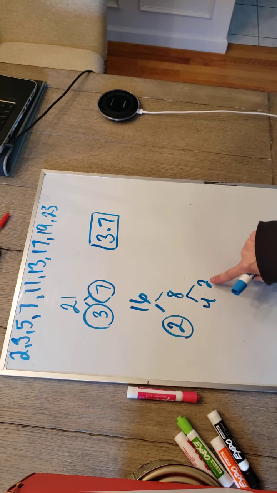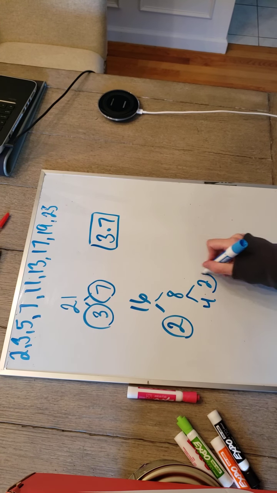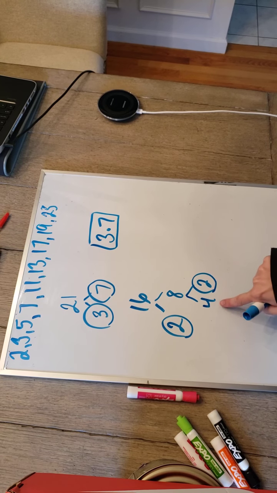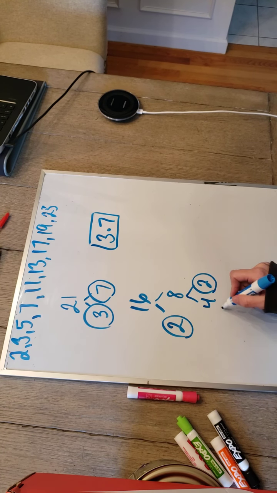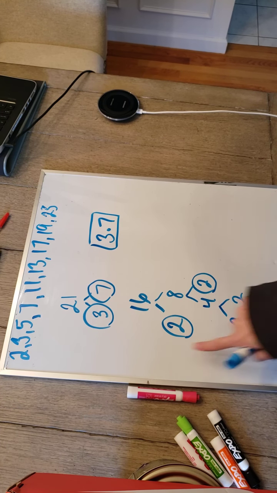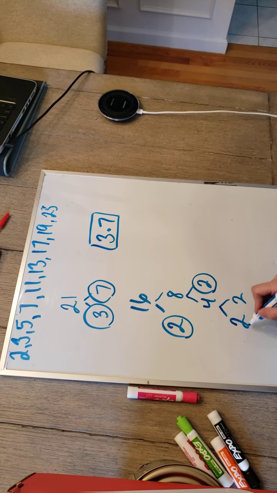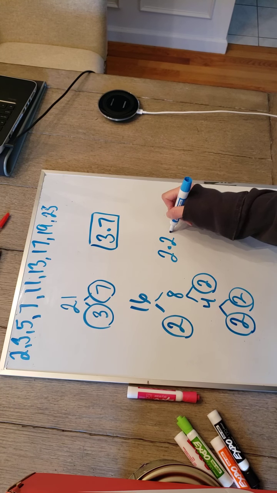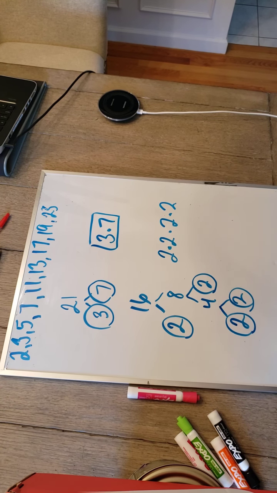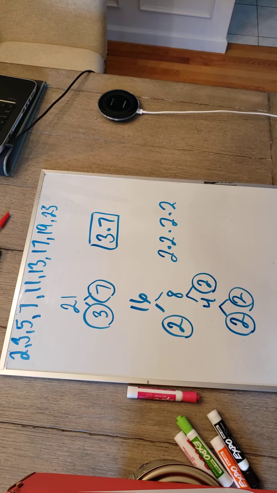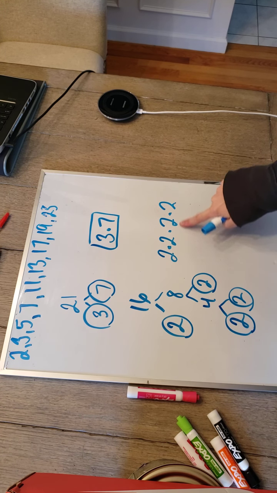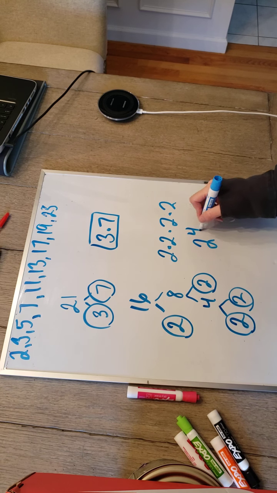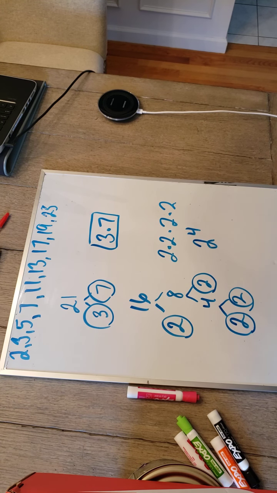Are either of those prime? 2 is. Circle it. Is 4 on your list? Nope. So you know 2 numbers multiply to 4. What 2 numbers multiply to 4? 2 and 2. Is 2 prime? Yes, it is, so circle them. So your prime factorization is 2 times 2 times 2 times 2. Now from the other day, you know that this is the same thing as 2 to the 4th, because there's 4 2's.